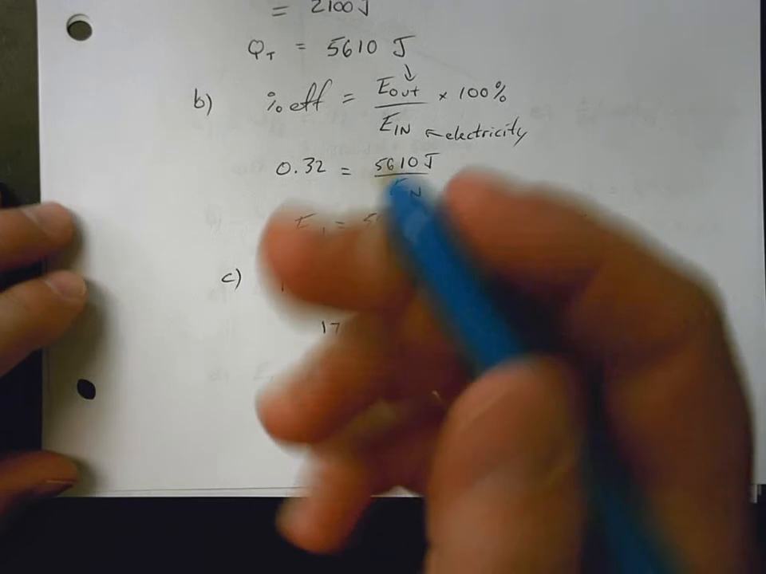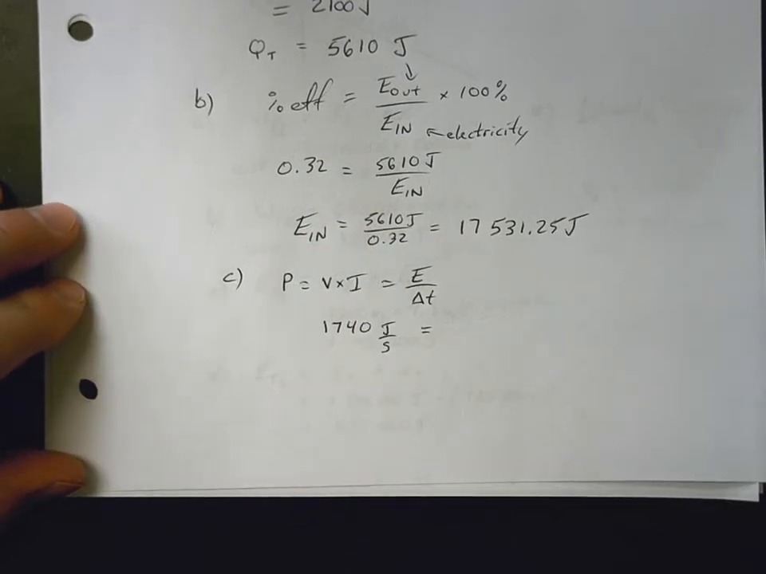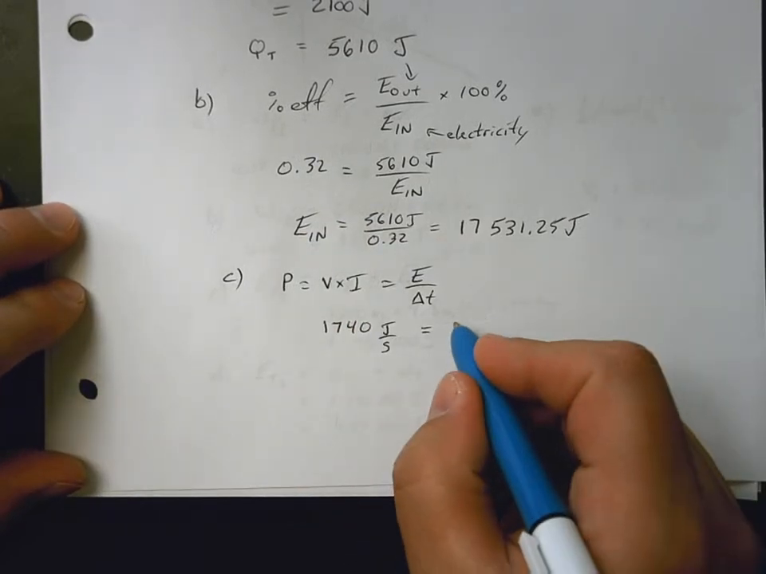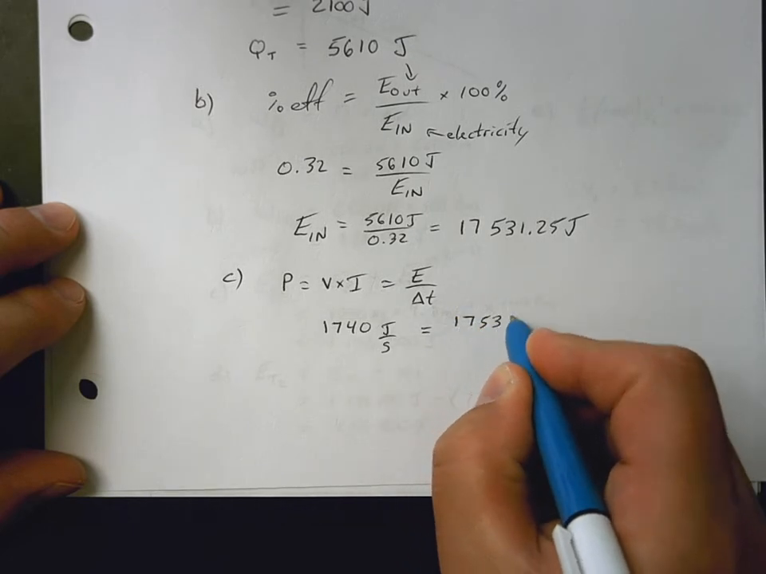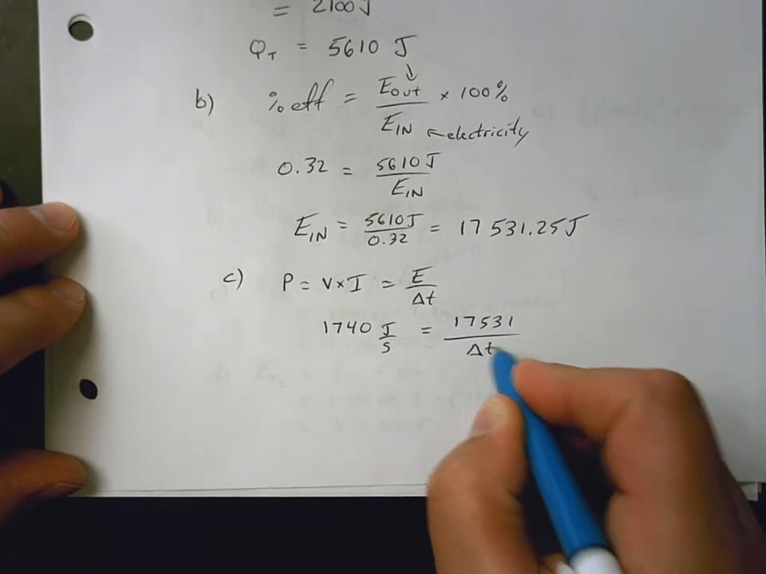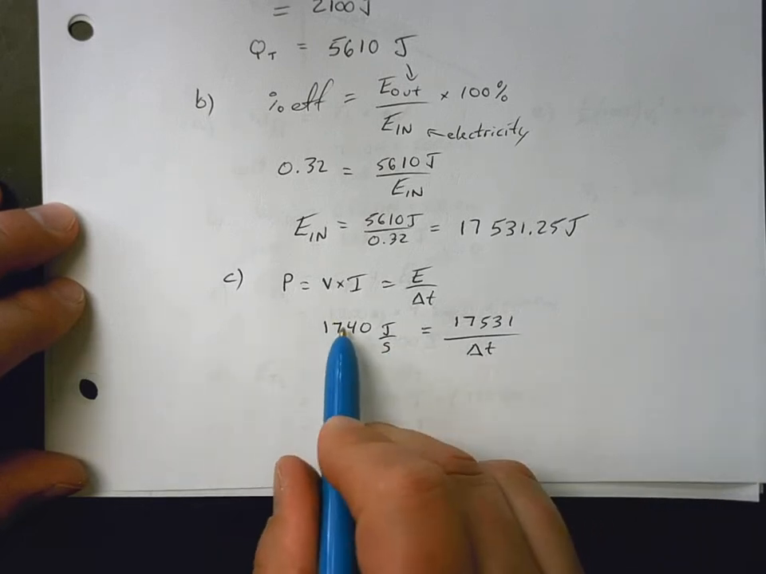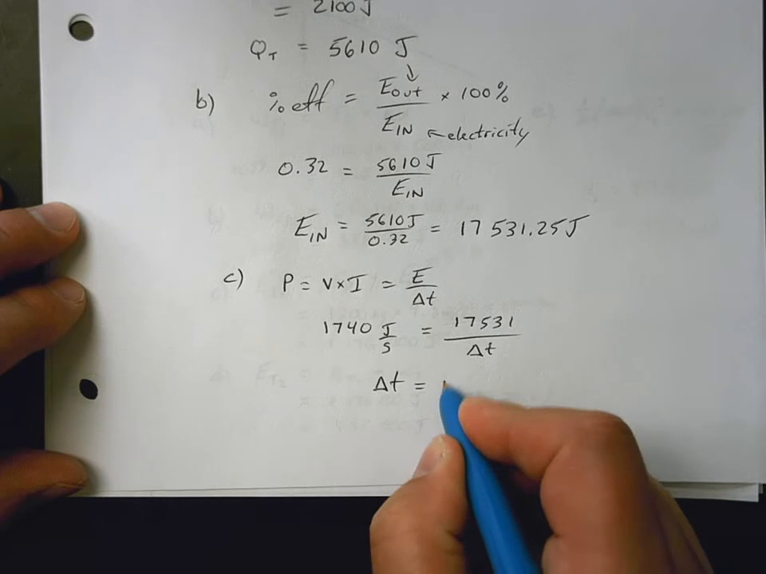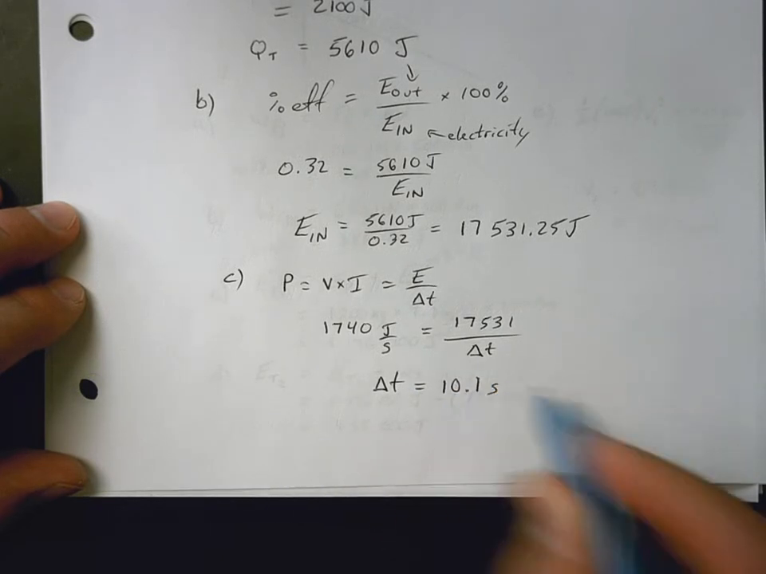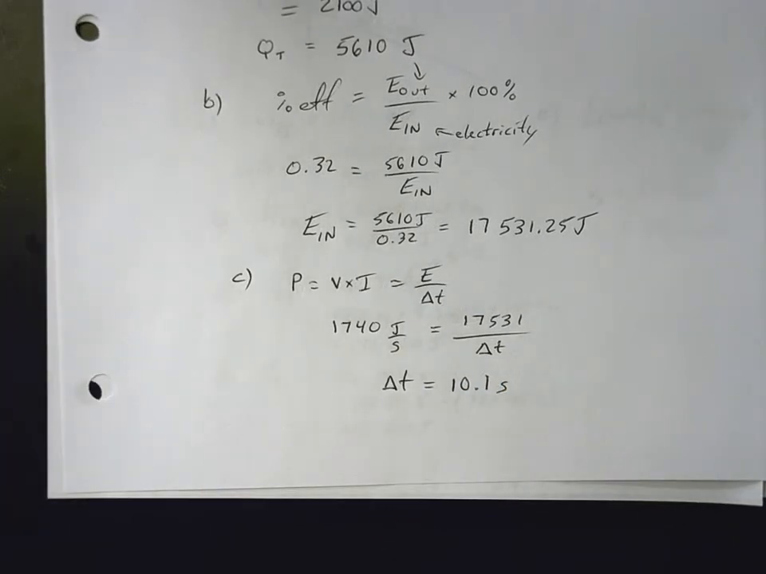Oh, you did say, and it's on video. Okay, now we put this one on this side. And divide by delta T. So of course we move the delta T to this side, we move this number to this side. So delta T comes out to 10.1 seconds. And that was how challenging that question was.